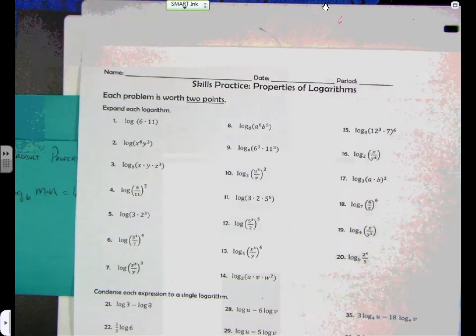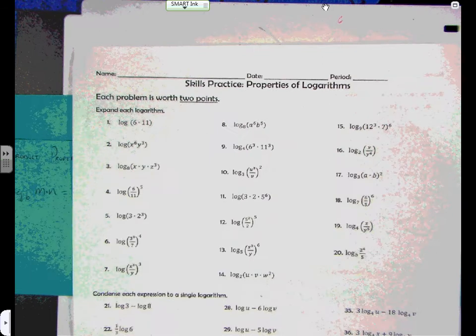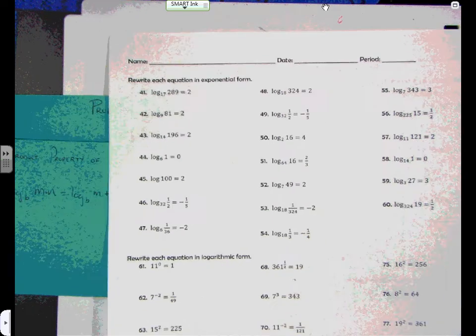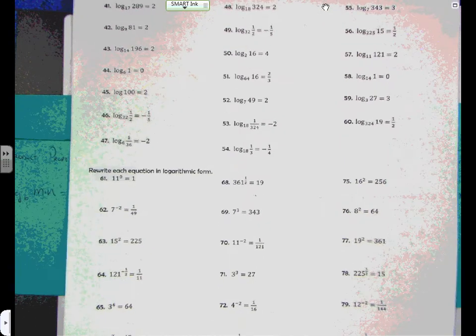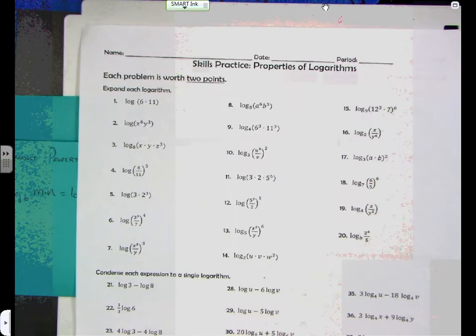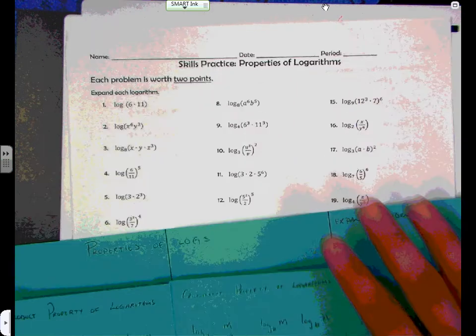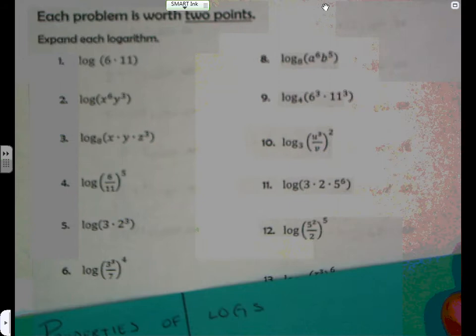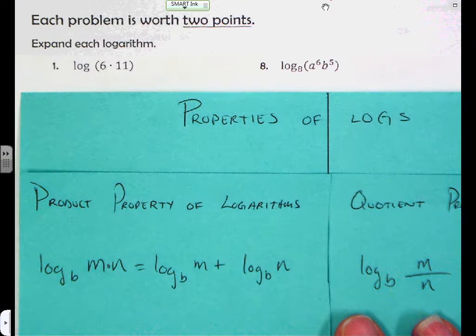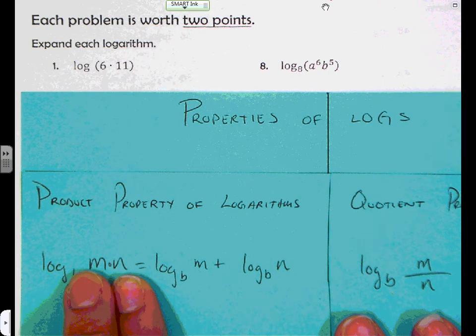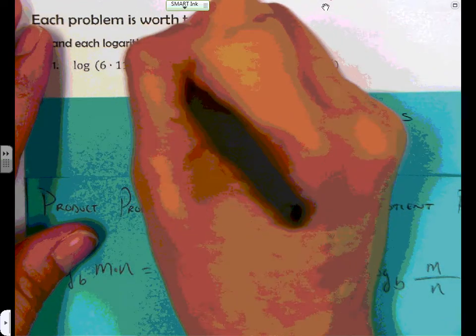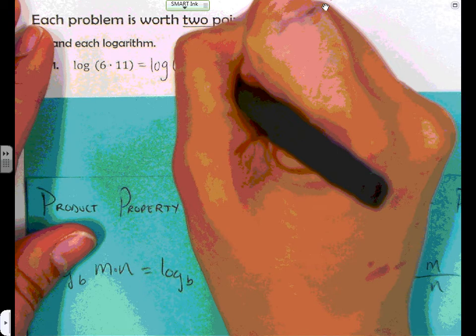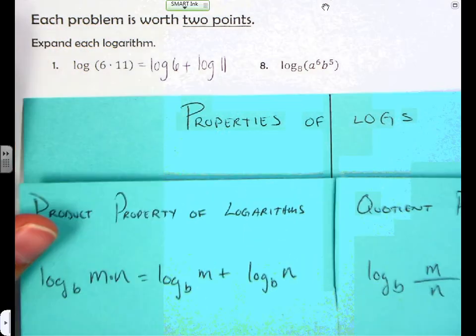And you are expected to do 50 because each one is worth 2 points. If you look on the back, all of these are very easy. I mean, these are all stuff that you already know. So I want you to concentrate more on the one in the front. Okay, if you look at number 1, number 1 is the property of products. So when you're multiplying two together, you're going to separate them out like this. So this one's actually equal to log of 6 plus log of 11. And that's all you need to do for that.